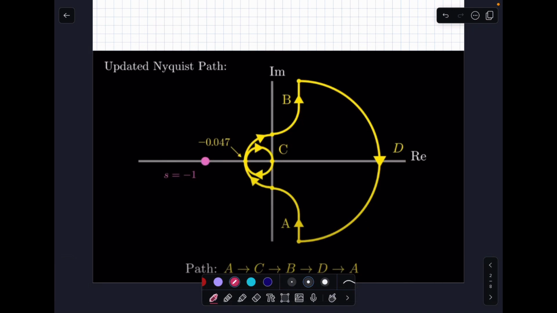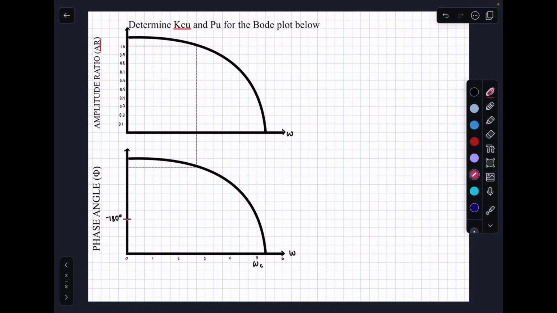So now we can determine our ultimate controller gain, which is KCU, and that's equal to 1 over gamma, and we know that this point right here is negative gamma, 0, where our Nyquist plot crosses the real axis, so that's equal to 1 over 0.047, which is equal to 21.27, and that's all. So now we're going to move to a Bode plot.